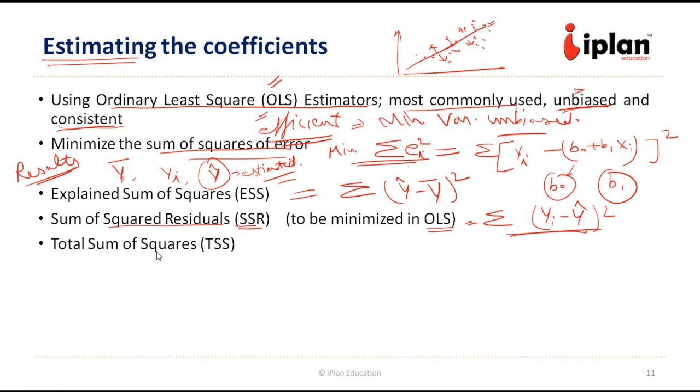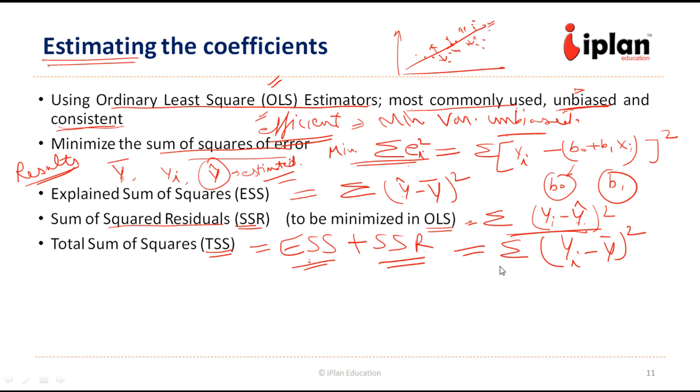Finally, we have the total sum of squares, which is the summation of ESS and SSR. ESS represents how far our estimation is from the average, and SSR represents how far the real value is from the estimated value. The total of these two represents how far the real value is from the average, the summation of yi minus y bar, squared. This is TSS.